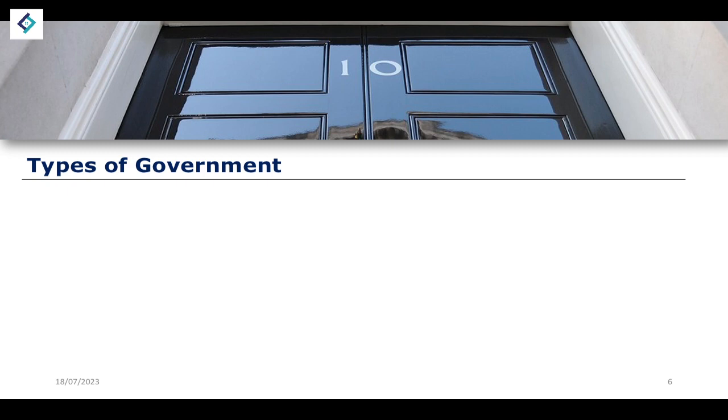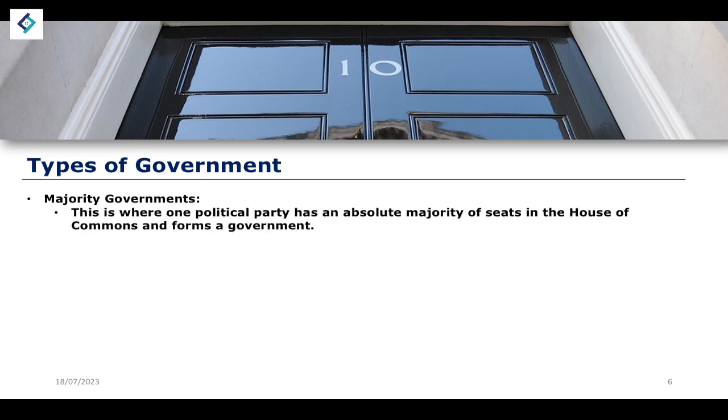Now, in terms of commanding a majority, this is not a formal requirement for Prime Minister, because you can actually form a government out of a minority within the House of Commons. The most common type of government that we see throughout the UK's political history is the majority government. This is where one political party has an absolute majority of the seats in the House of Commons and therefore forms a government as a result.